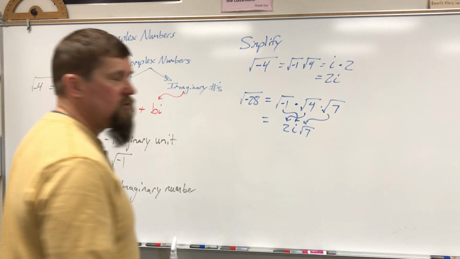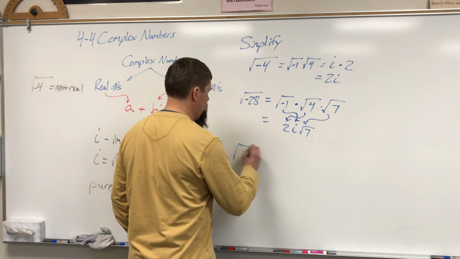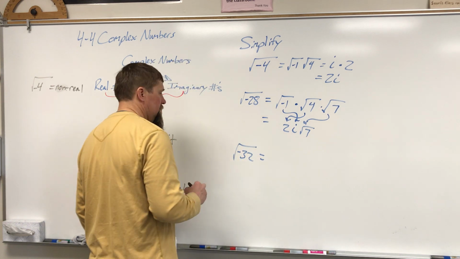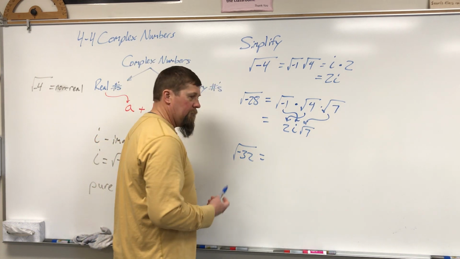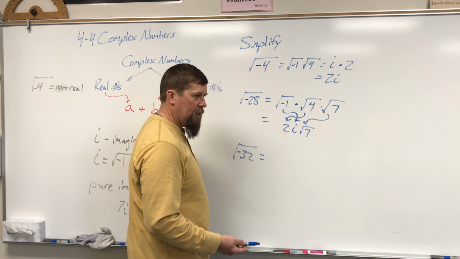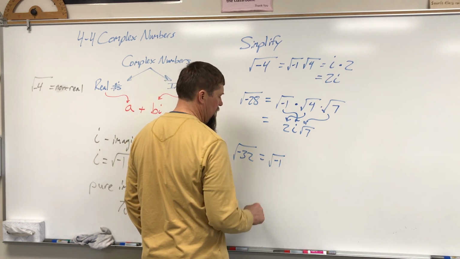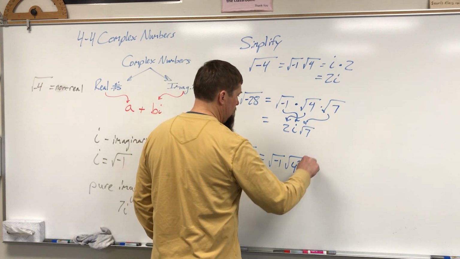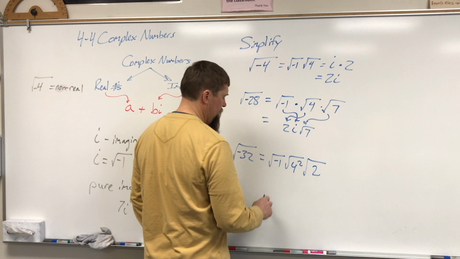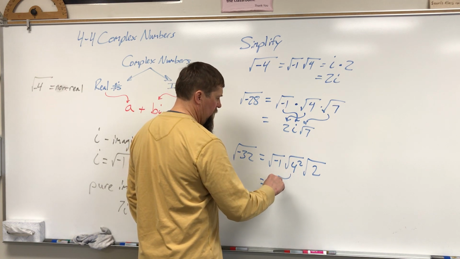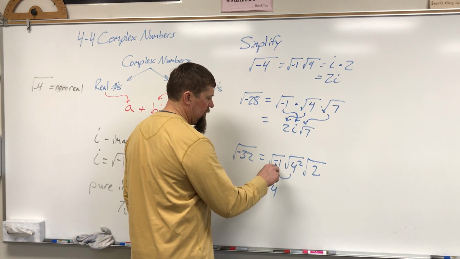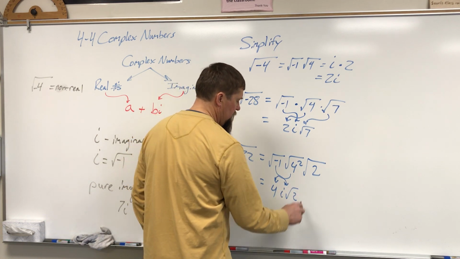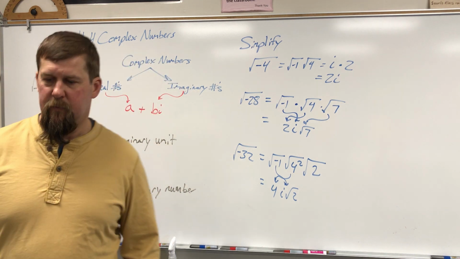All right, square root of -32. Okay, so there's two ways you can do this. One way is to think about a perfect square inside, just like we talked about. So we've got the square root of -1, we have the square root of 16, which is 4 squared, and the square root of 2. So this again, square root of 4 squared is just 4, square root of -1 is i, and the square root of 2 is square root of 2.